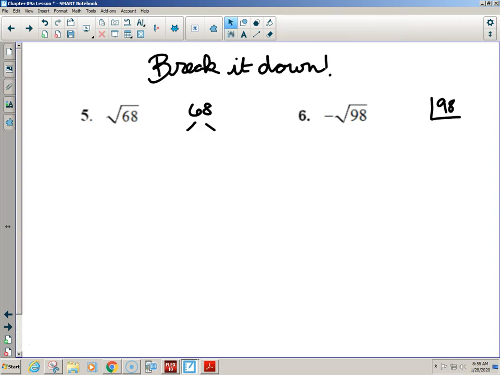Why were we even breaking down 60? If it were a perfect square, we could just answer it, right? What are those perfect squares from yesterday? What's the lowest one? The square root of 1 is 1. The next one, square root of 4, is 2. The next one, square root of 9, is 3. The square root of 16 is 4.